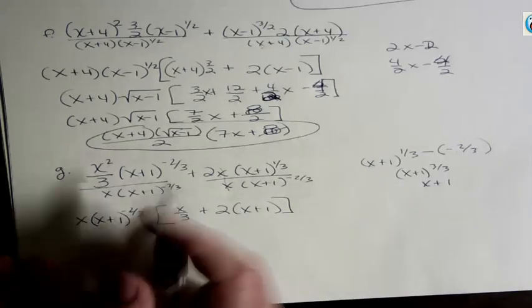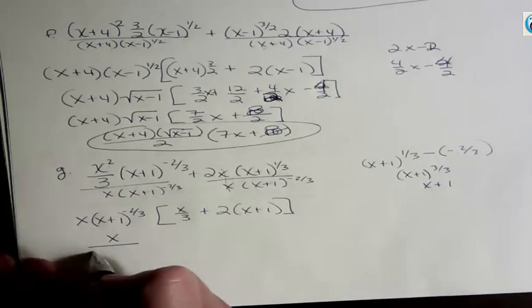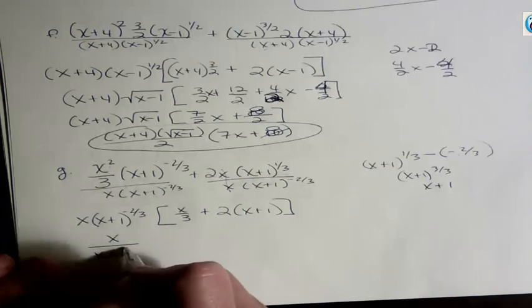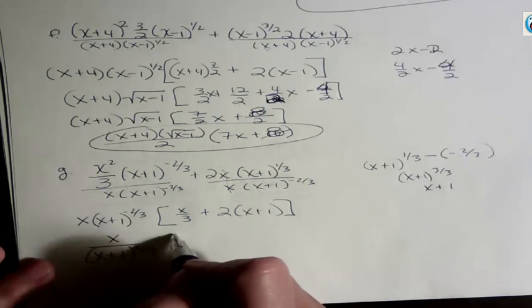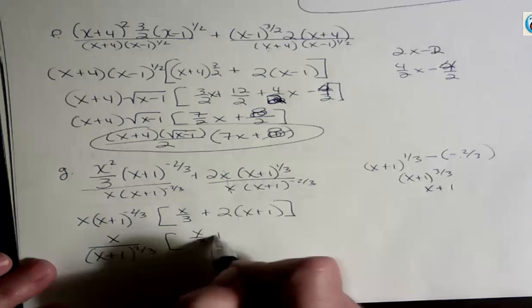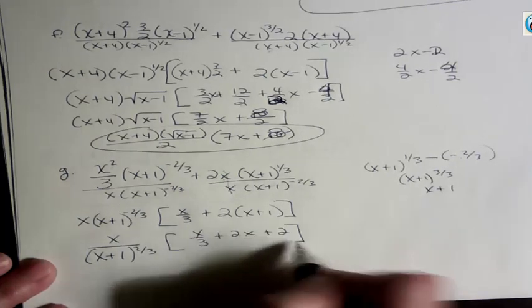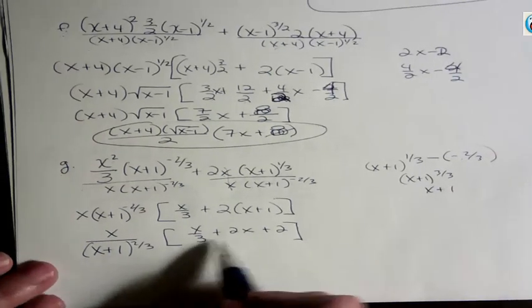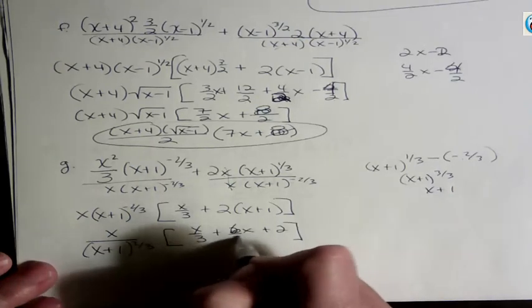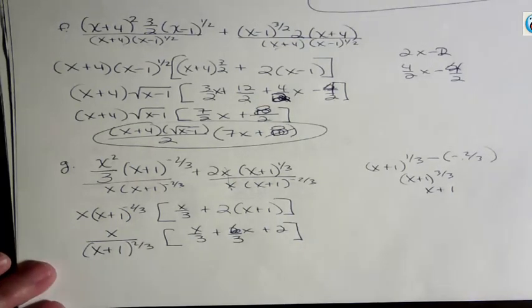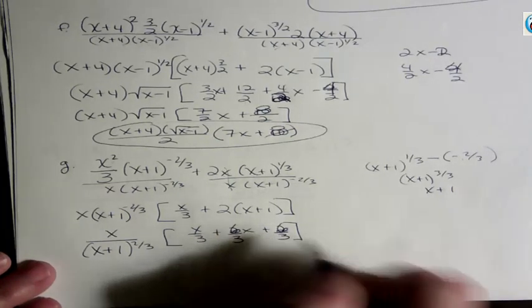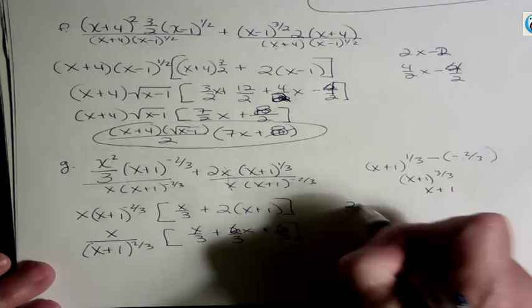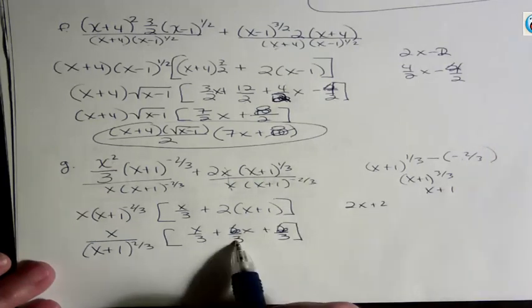I can rewrite this as x over x plus 1 to the 2/3 power, right? And then what I get in here is x over 3 plus 2x plus 2. I'm going to write 2x. I want it to be like, well, 3, so I'm going to write that as 6/3. That's the same as 2x, right? And then I'm going to write this one as 6/3 as well. So that was 2. It was 2x plus 2, which 6 over 3 is 2. So I could replace that.